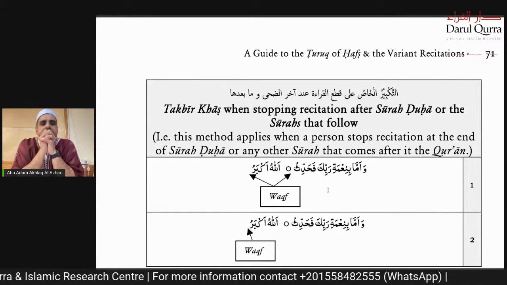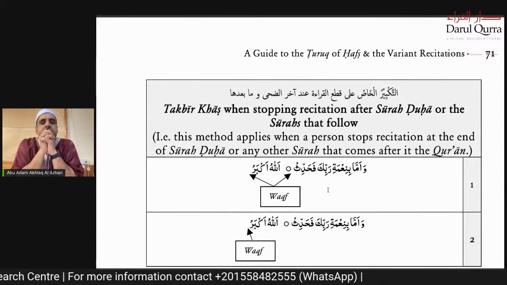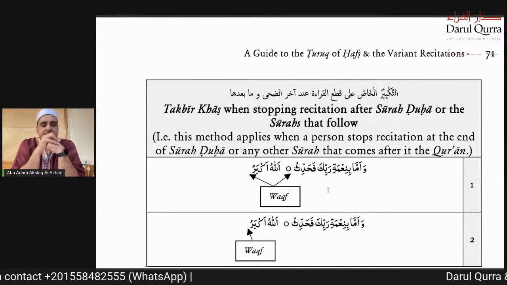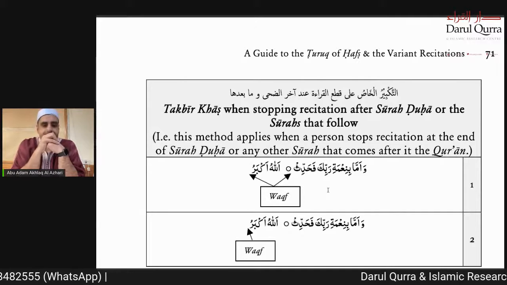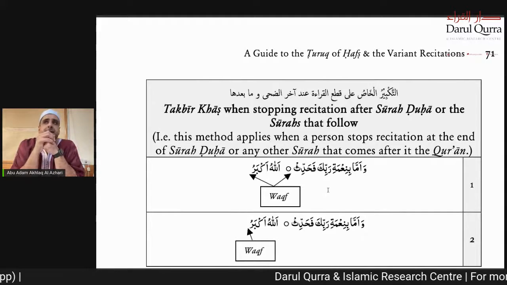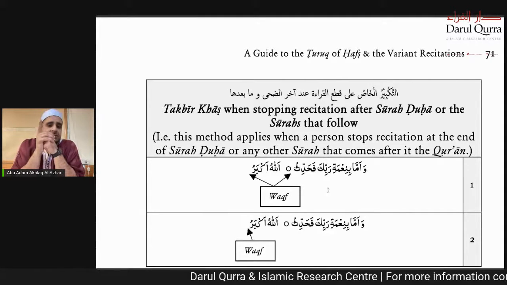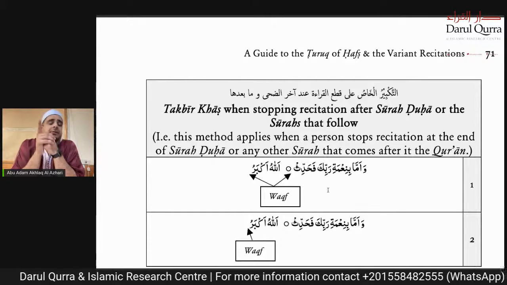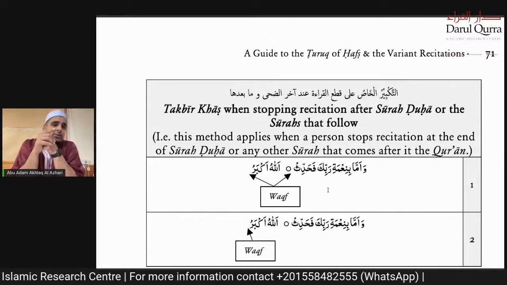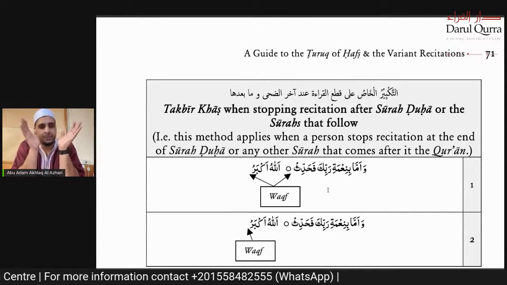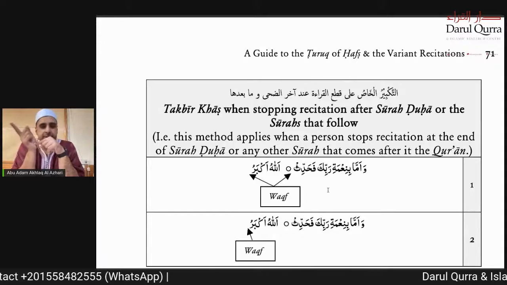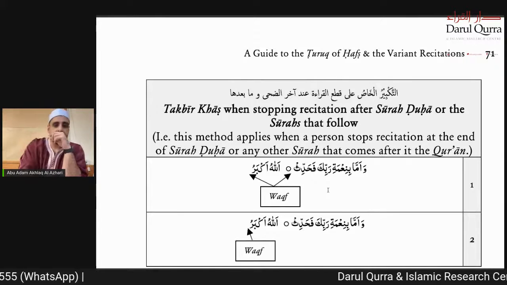So, how do we stop? This method applies when a person stops the recitation at the end of Surah Duha or any of the chapters that follow. Remember what I mentioned? That when the revelation commenced again with Surah Duha, the Prophet ﷺ responded with joy and said, Allahu Akbar. So the takbir was at the end of the surah, not in the beginning of the surah. Okay, so let's see how this is done.